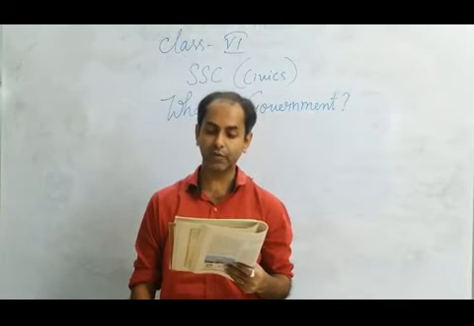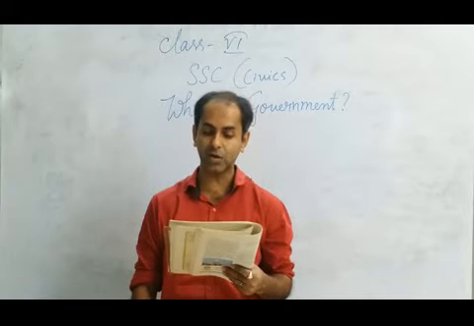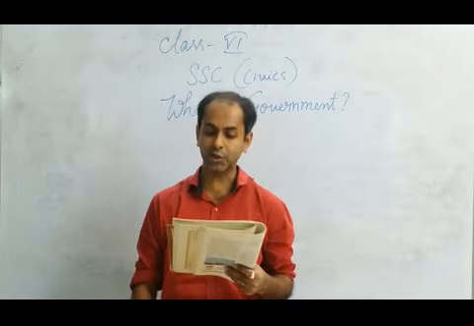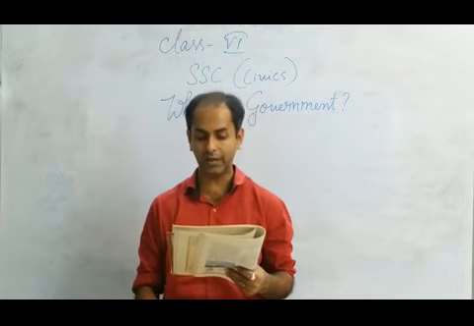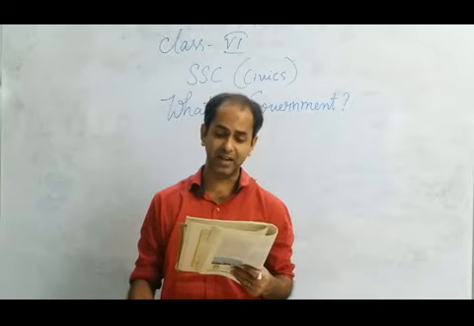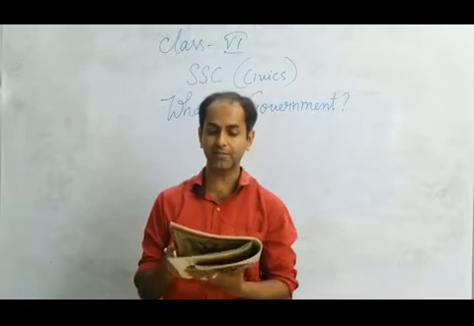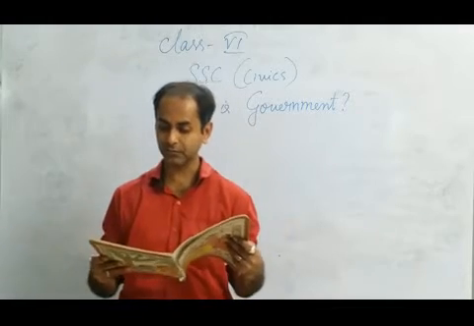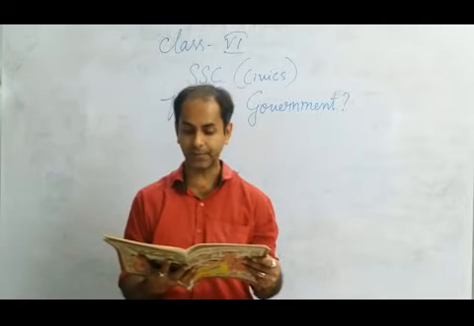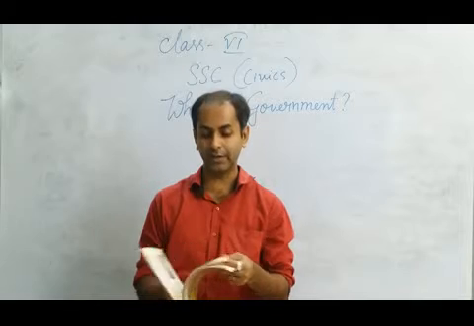Later in this book you will read about how local level government functions, and in the next few classes you will learn about how governments function at the state and central level. So in class 6 you will come to know about the local level government. Then in class 7 you will come to know about the state level government, and in class 8 you will come to know about the national level government. So these are the three levels you must remember: the local level, the state level and the national level.